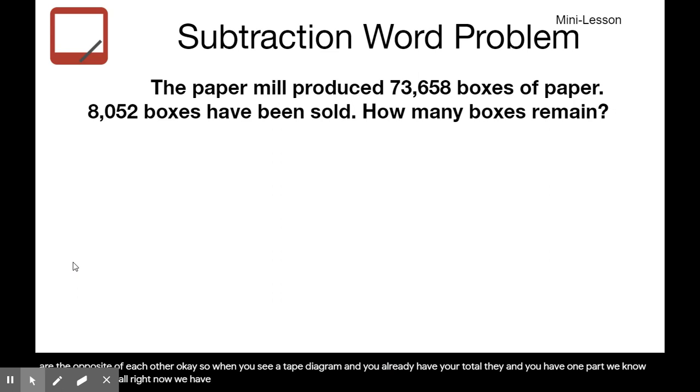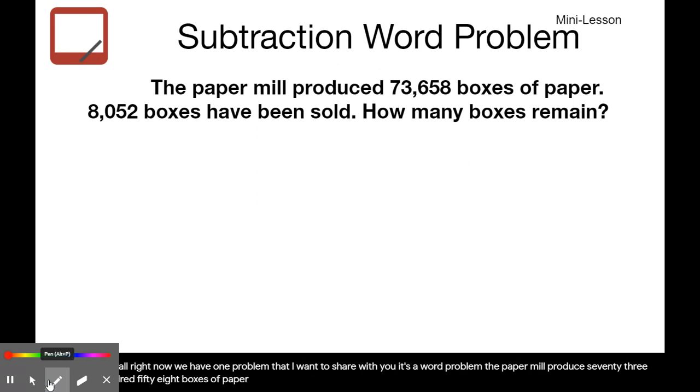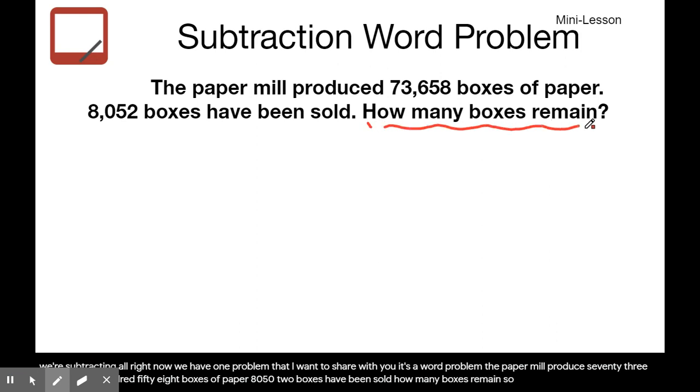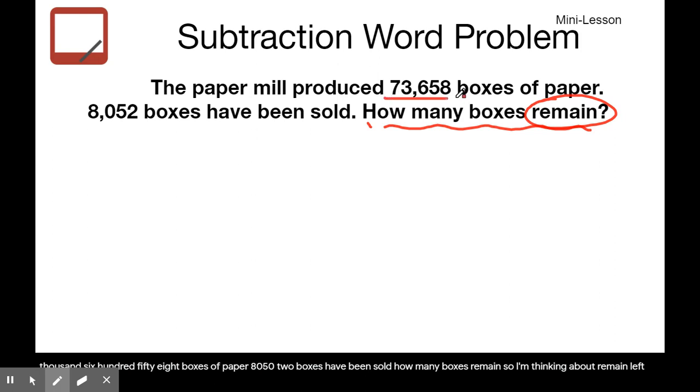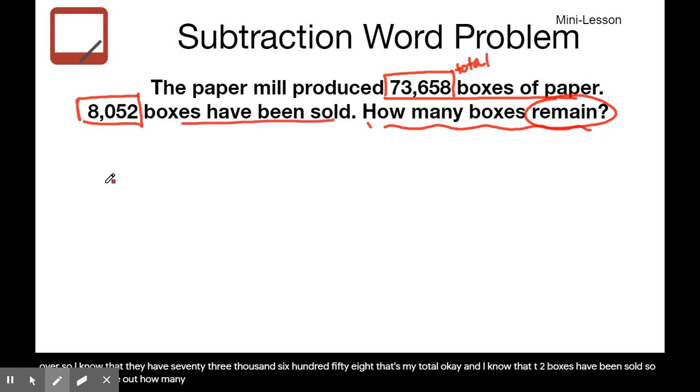Now we have one problem that I want to share with you. It's a word problem. The paper mill produced 73,658 boxes of paper. 8,052 boxes have been sold. How many boxes remain? So I'm thinking about remain, leftover. So I know that they have 73,658. That's my total. And I know that 8,052 boxes have been sold. So I'm trying to figure out how many boxes are still left.